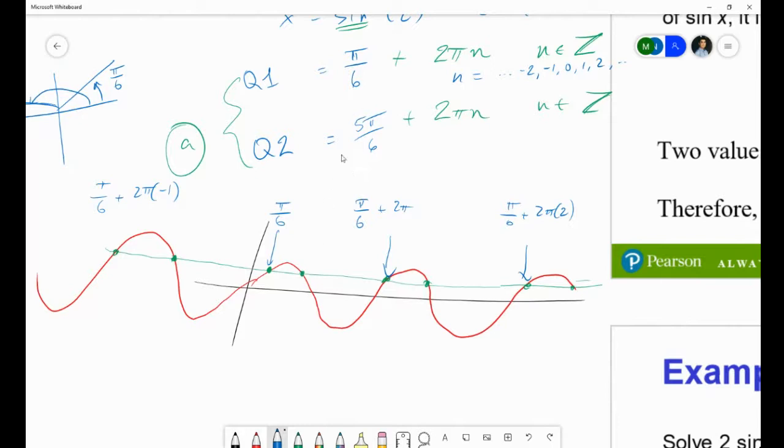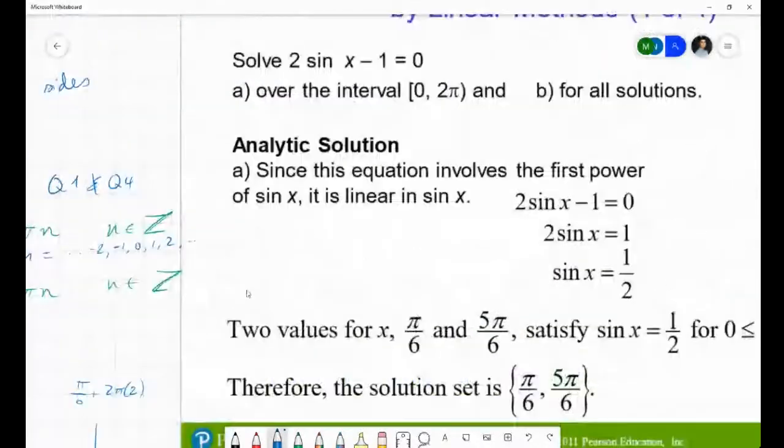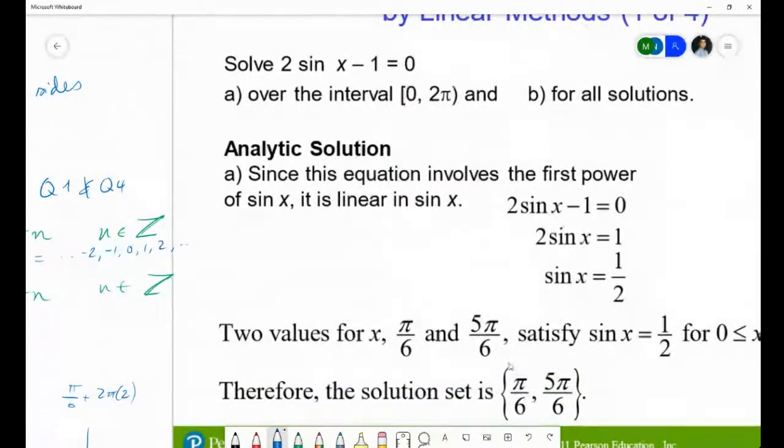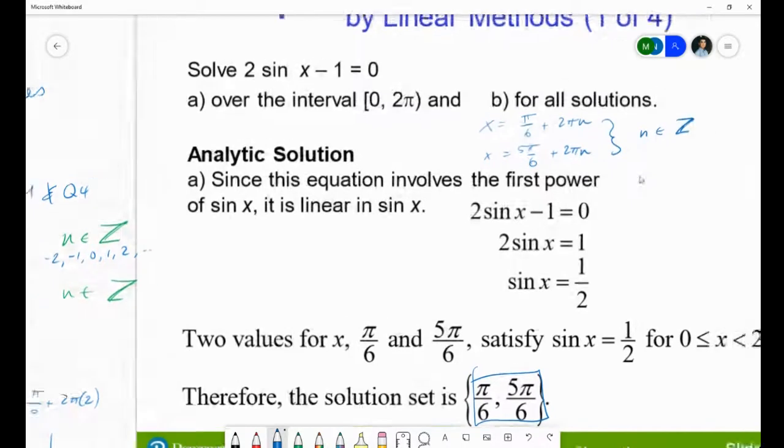Okay, so you can see the other solution here is 5 pi over 6 with the same idea. So this is 5 pi over 6 plus 2 pi and so forth. So part A gave me pi over 6 and 5 pi over 6. If you were to write this as an equation, x equals pi over 6 plus 2 pi n, and x equals 5 pi over 6 plus 2 pi n, where n is an integer. That will take care of all possible solutions.